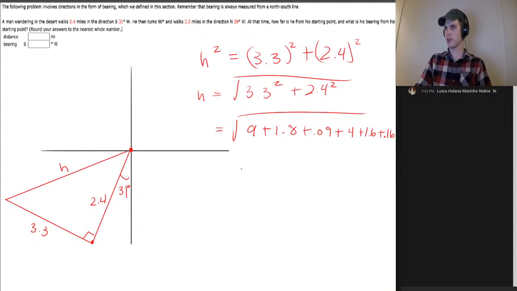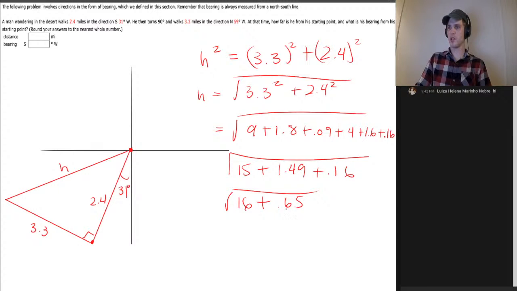And so what do we get? 13, 14, 15 plus 0.89 plus 1.49 plus 0.16. So this is 16, 17, 16 plus 5.65. So 16.65.